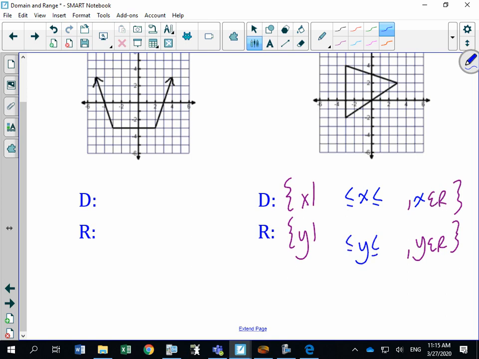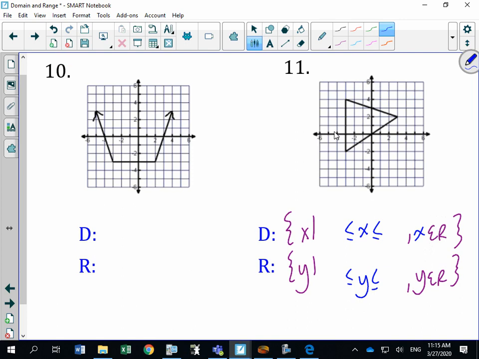What is your biggest and your smallest x value? This is where I want you to pause it. Find your biggest and your smallest x. Find your biggest and your smallest y. Biggest x, you should have said 3. Smallest x, -3. Biggest y is 4. Smallest y value, -2. That would be your domain and your range.